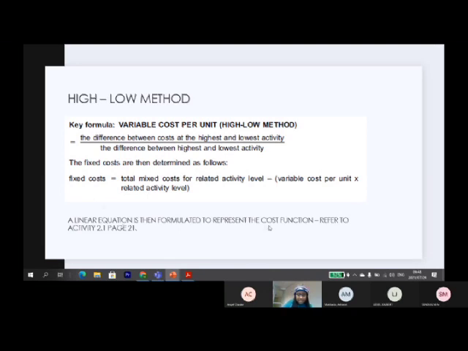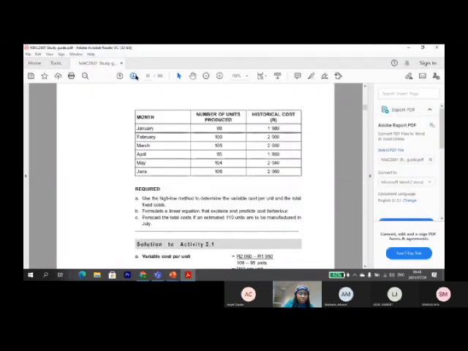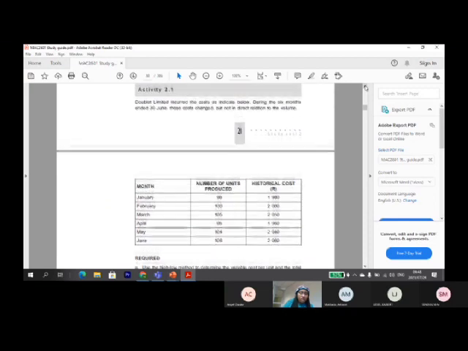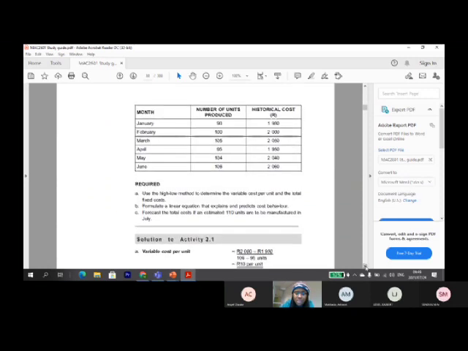So I've mentioned here activity 2.1 in page 21 as an example. Here it is. Yes. All right, 2.1. It says that Doublet Limited incurred cost as indicated below. During the 6 months ending June, these costs changed, but not in direct proportion to the volume. Okay, interesting. Cool. So what are these costs?